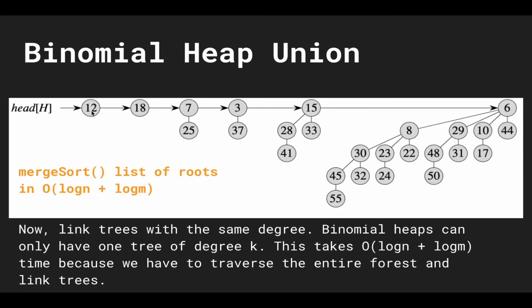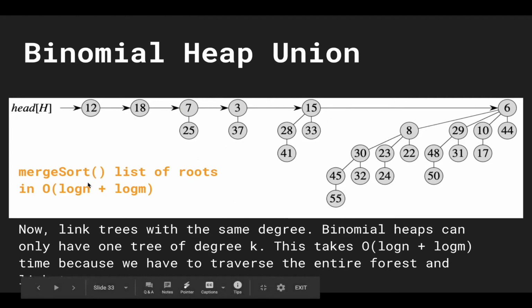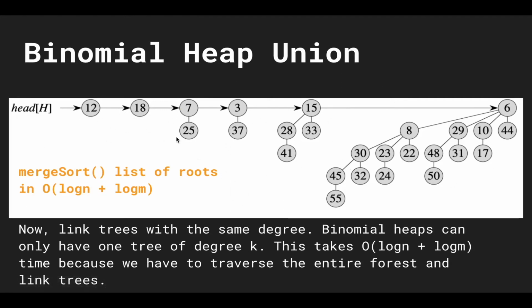So here we have 2 trees of degree 0, then 2 trees of degree 1, and then 2, and then 4. So now we have our newly created heap, which is formed by the merge of the previous two heaps. But now we are violating one of our binomial heap properties, the fact that we can only have one binomial tree of degree k. So here we have 2 of degree 0, we have 2 trees of degree 1. Degree 2 is okay, and degree 4 is okay.